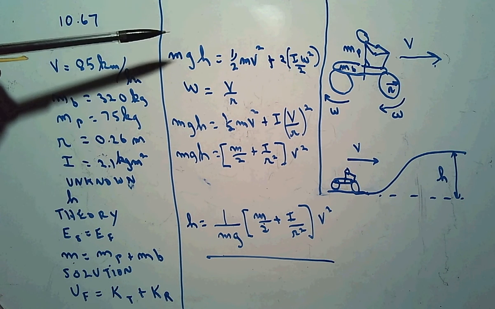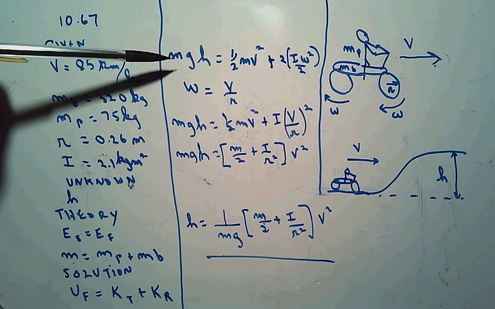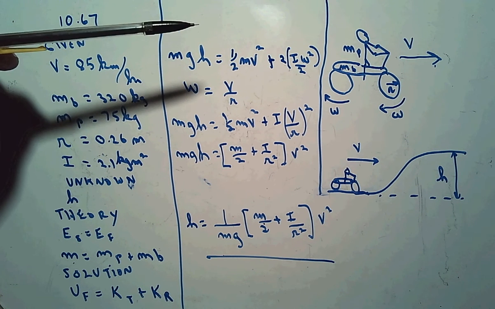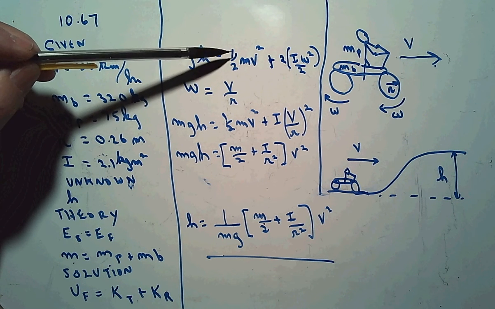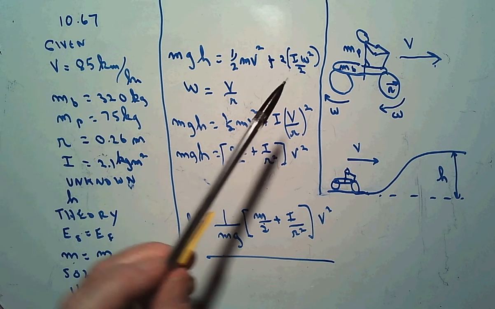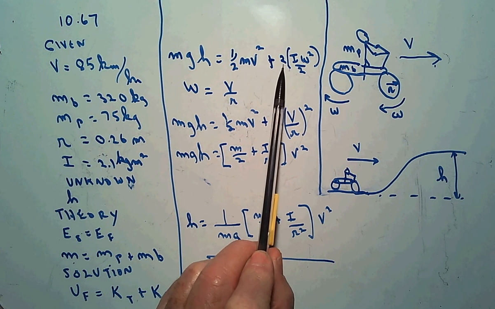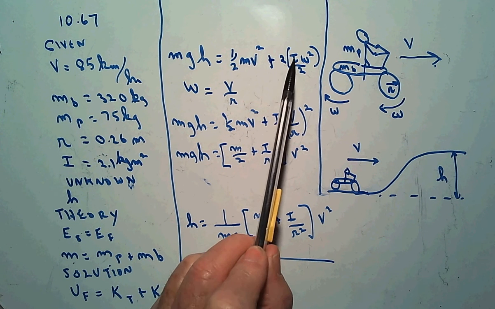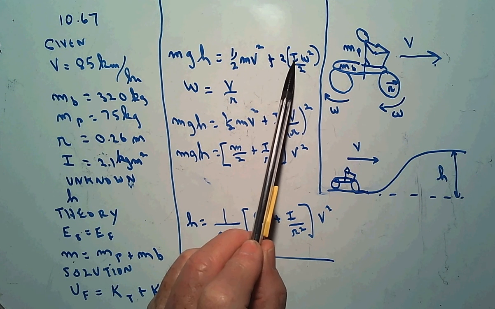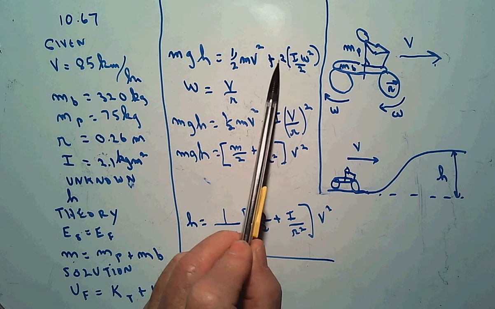Okay, so what we do then is just actually start plugging in the values for each of those terms. The final potential energy will be mgh. The translational kinetic energy is 1/2 mv squared. Remember, that's the total mass. And then we have two contributions to the kinetic energy that the wheels will lose. And so each wheel has kinetic energy of I omega squared over 2, but I have two of those.